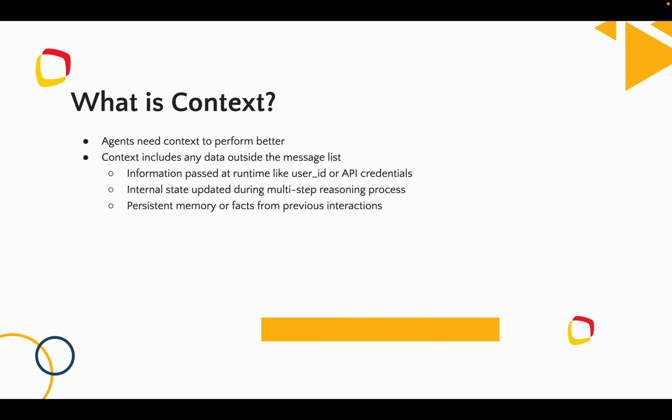The context includes any data outside of the requested message. It can be a user ID or an API credential, or we can consider it as internal state updated during the multi-step reasoning process, or it can be a memory or the previous chat history also. That is what we generally call the context.